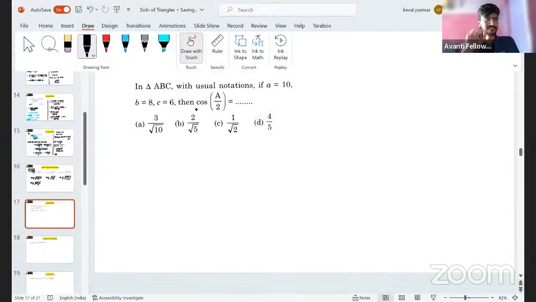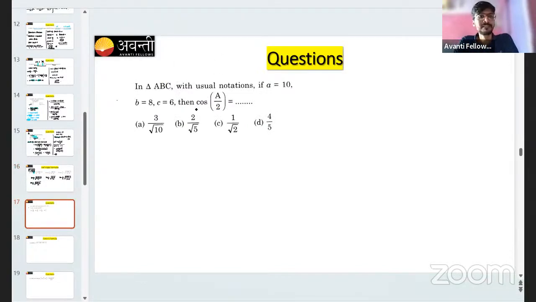Here, the first one I've taken is a very simple question. In triangle ABC, the values of A, B, and C are given. So that means I can find the value of S. What is the value of S? A plus B plus C upon 2. That means 10 plus 8 plus 6 upon 2. So 8 plus 6 is 14, 24 upon 2, which is 12.